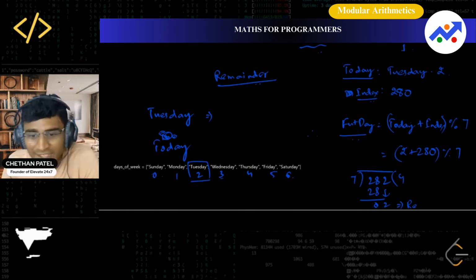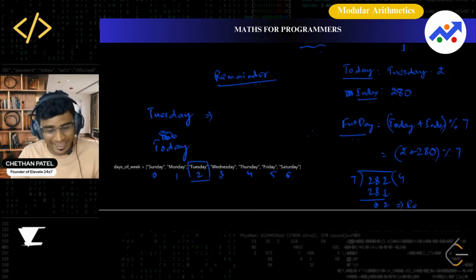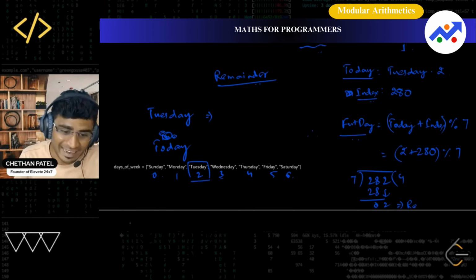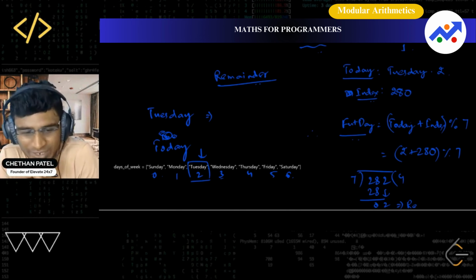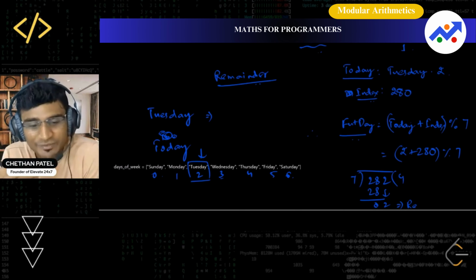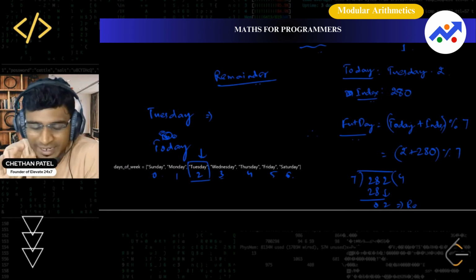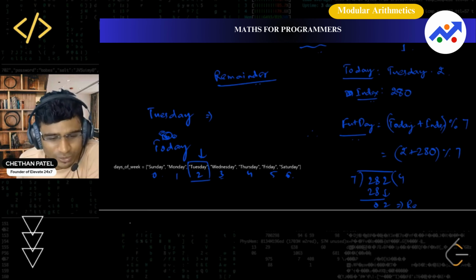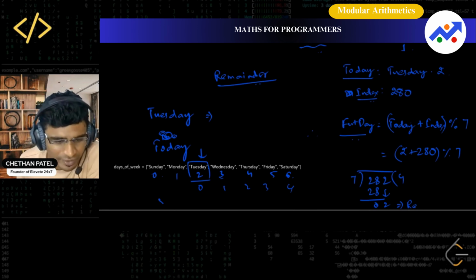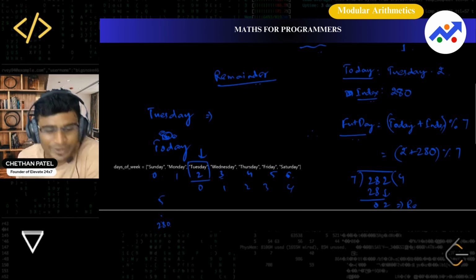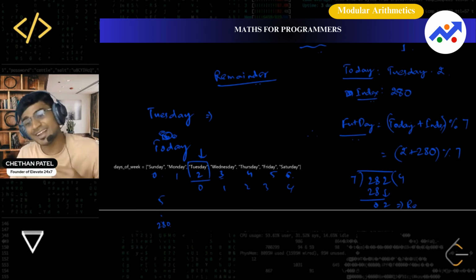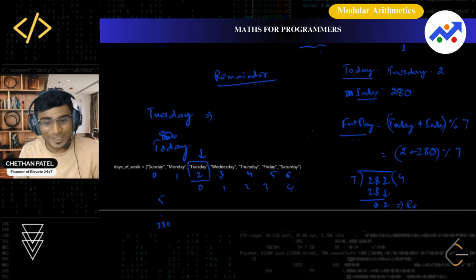Then I can say that if today is Tuesday, after 280 days we will get Tuesday again. This is something we need to identify, because I don't need to write 1, 2, 3, starting from today, Tuesday, and count 0, 1, 2, 3, 4, 5 till 280 days. I don't need to write, correct? So if we use the concept of modulus, it will help us identify which day will come.